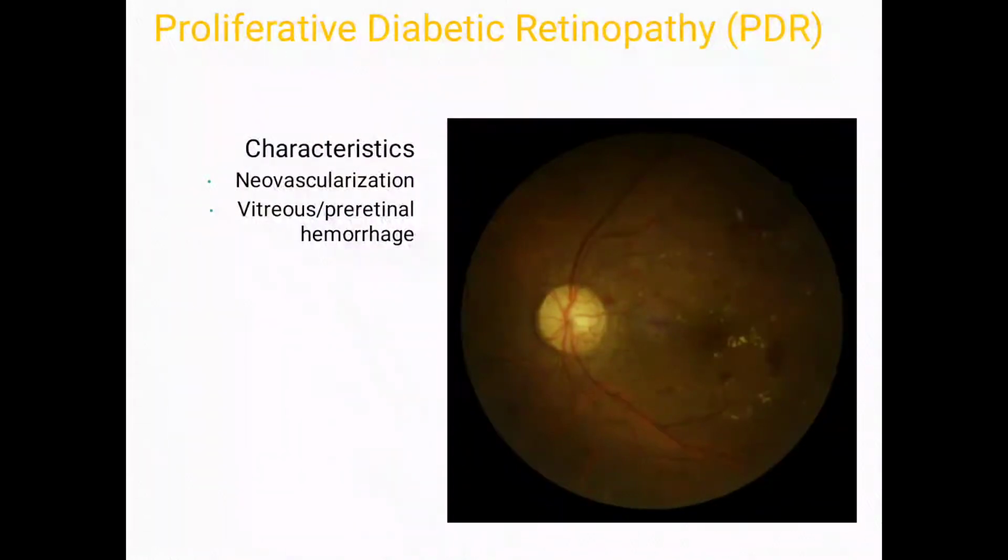So what are the characteristics of proliferative diabetic retinopathy? There is neovascularization, and there is hemorrhage in the vitreous, or before the retina, so in front of the retina. That is called a pre-retinal hemorrhage.